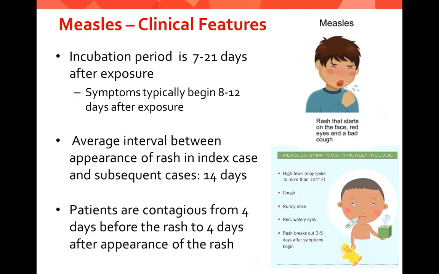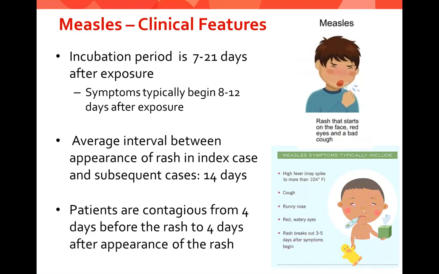The incubation period of measles is 7 to 21 days after exposure, although symptoms typically begin 8 to 12 days after exposure. And then the average interval between the appearance of a rash in the index case of measles and subsequent cases is 14 days.